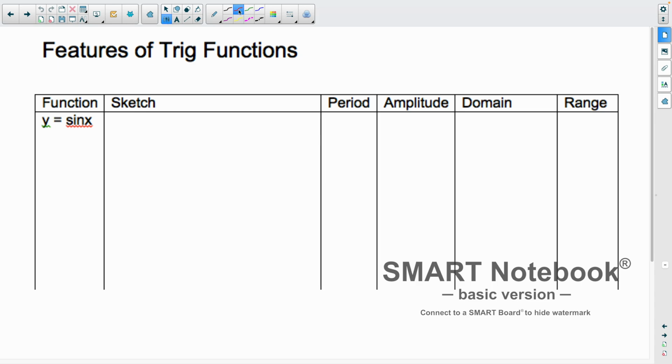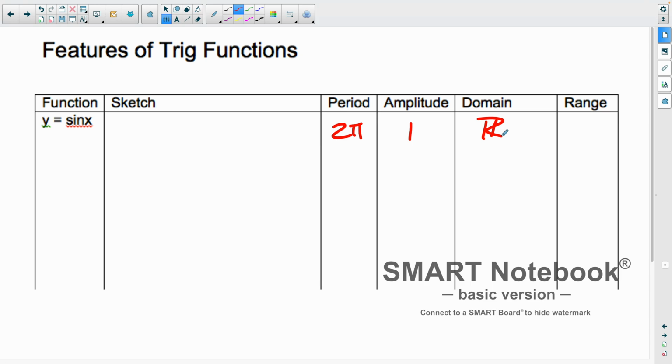Let's start with all the little characteristics of the sine graph. What's the period? What's the amplitude? What's the domain? What's the range? So what's the period? 2 pi, that's correct. Amplitude, 1. Domain. Now, in general, it's all real numbers because this sine cosine graph does go indefinitely to the left and to the right.